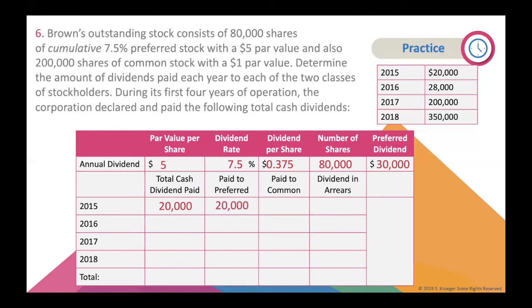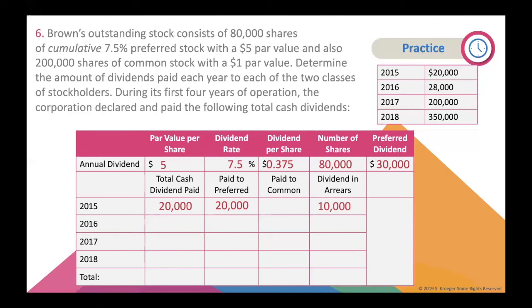They won't get anything. Are we in arrears though? Meaning, did we shortchange the preferred shareholders? Yes, we did. We were supposed to give them $30,000, but we only gave them $20,000. So, what are our dividends in arrears? We are short $10,000. Since it is cumulative, we can pay this back in later years if we earn enough.